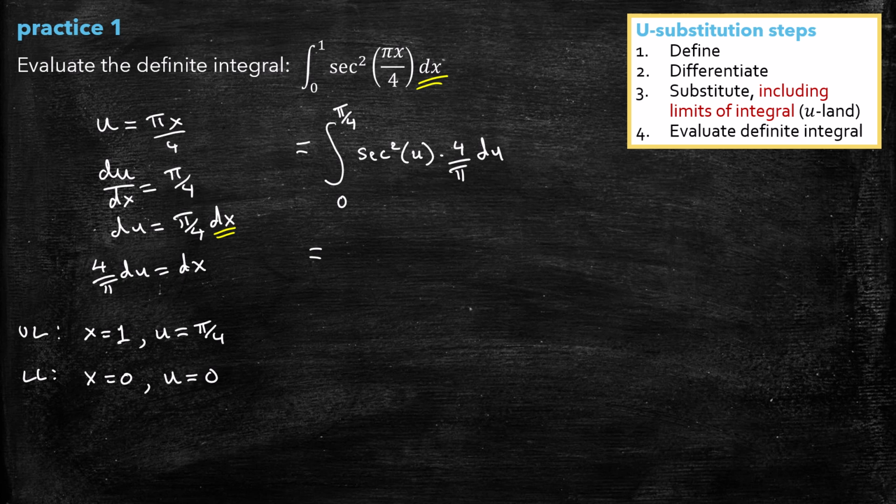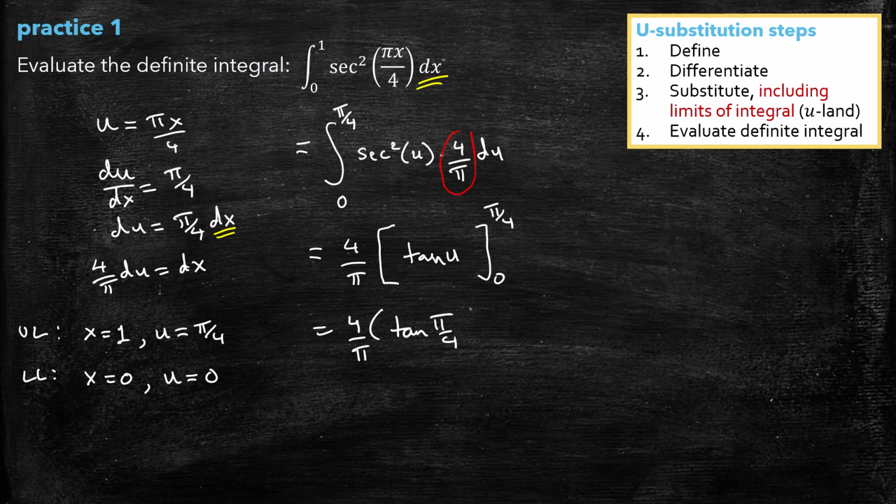So I think I'm going to bring that 4 over pi, that's a constant, outside. I could have brought that outside the integral, and therefore I will bring it outside of the antiderivative of secant squared, which is tan u, going from 0 to pi over 4. So 4 over pi times tan pi over 4 minus tan 0, according to the FTC part 2. Tan of pi over 4 is 1, tan of 0 is 0, and we get left with 4 over pi. And that's our final answer.